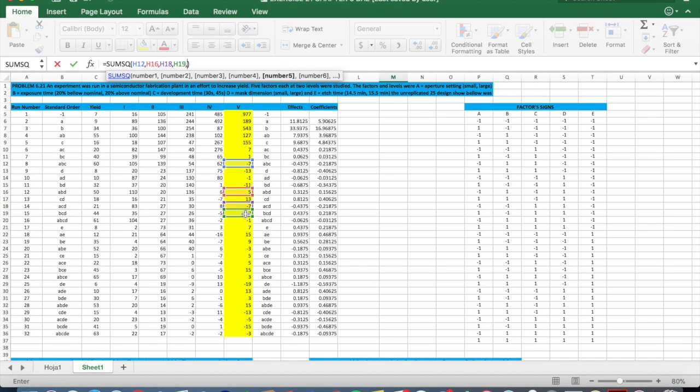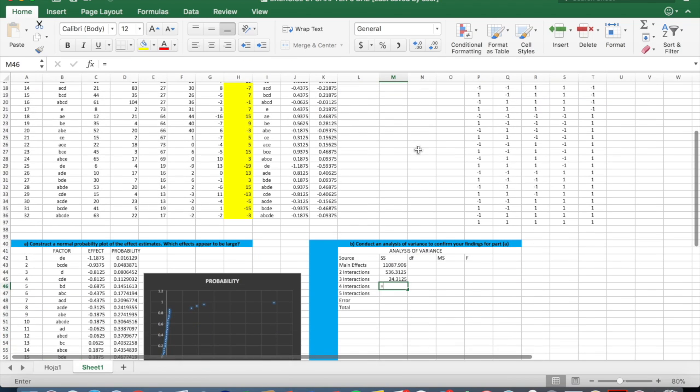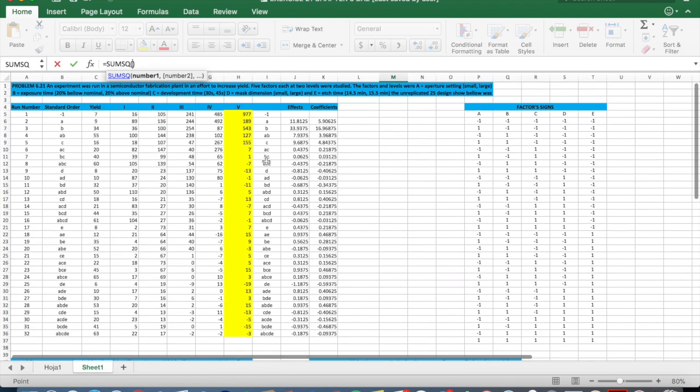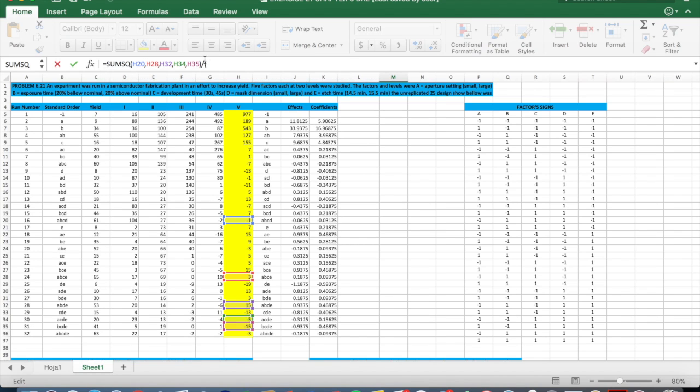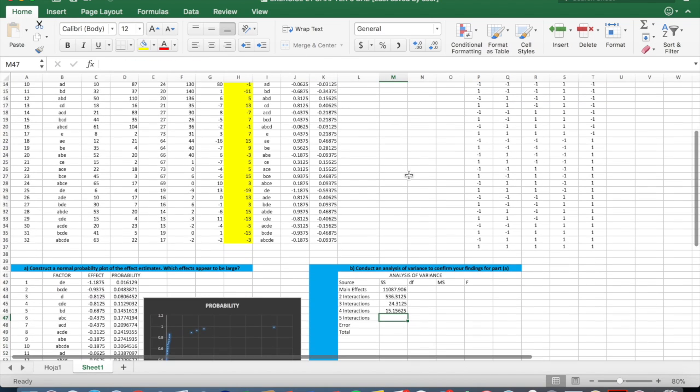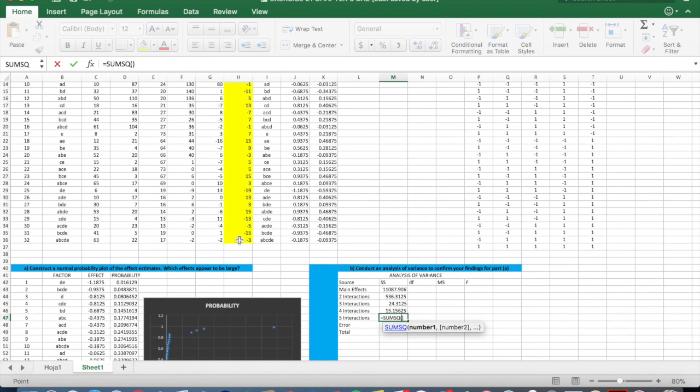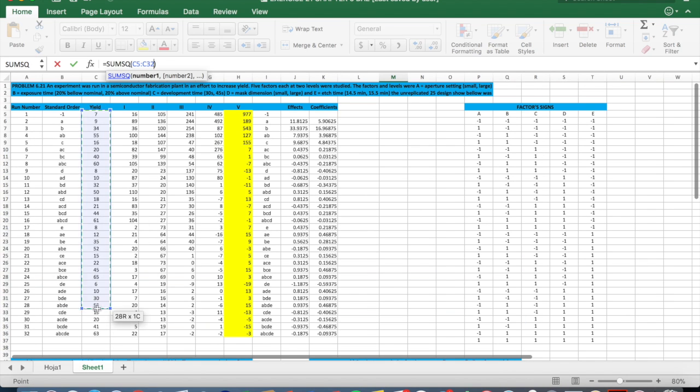Each is divided by 1 times 32. The 1 means that it's just 1 run. Our problem didn't have but 1 run, and we continue the process now with the 4-factor interactions. The total is calculated differently, and we end up with the 5-factor interaction here, A, B, C, D, E. The total is just the sum of the squares of the original data minus the effect, which is the 5th run, squared divided by 32.